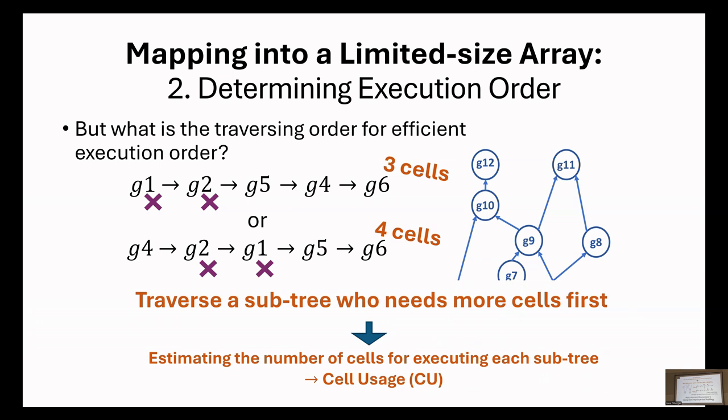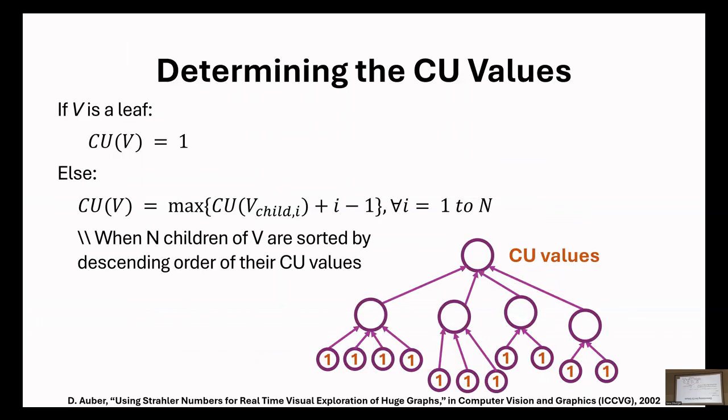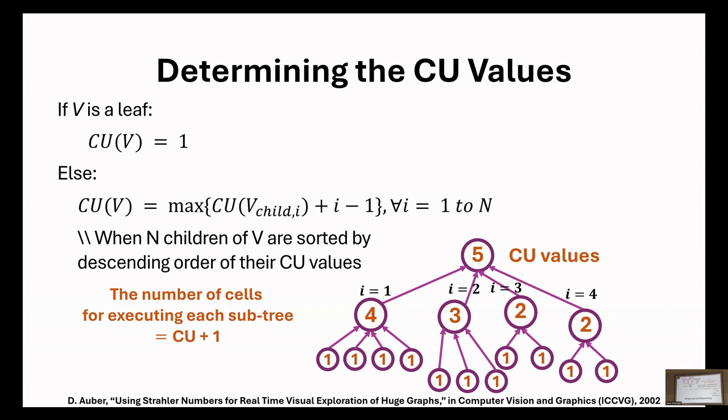So to do that, we estimate the cell usage value, the CU, for each subtree. How do we determine the CU value? If the gate is a leaf, the CU is 1, or else we take the maximum of the CU of the children plus the location of the child minus 1. And the location of the child is determined by sorting all the children in descending order of their CU values. So this is what we'll get. And we order them by the values, and then we get also this value.